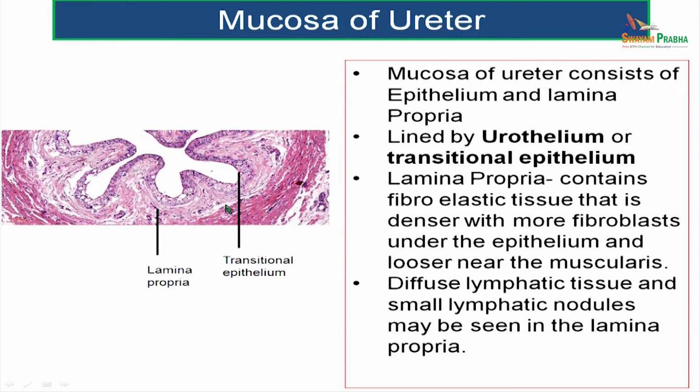it contains fibroelastic connective tissue which is very dense close to the epithelium. Close to the epithelium it is dense and has more fibroblasts. But near the muscularis, it is loose areolar tissue, not dense. Sometimes you might occasionally observe diffuse lymphatic tissue and small lymphatic nodules in the lamina propria.